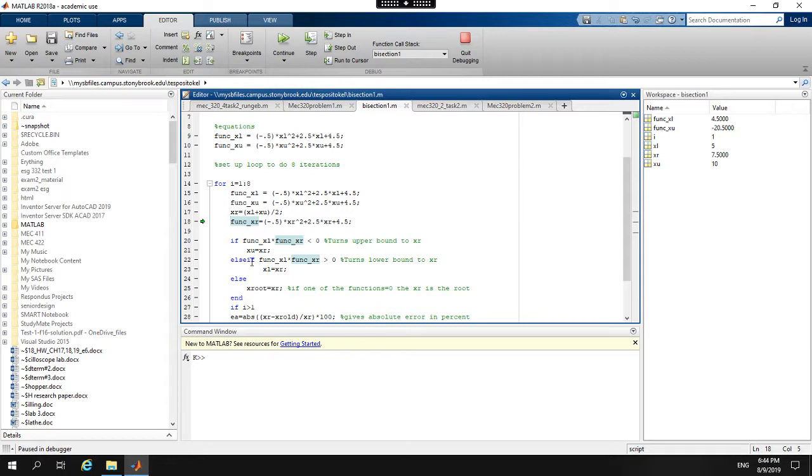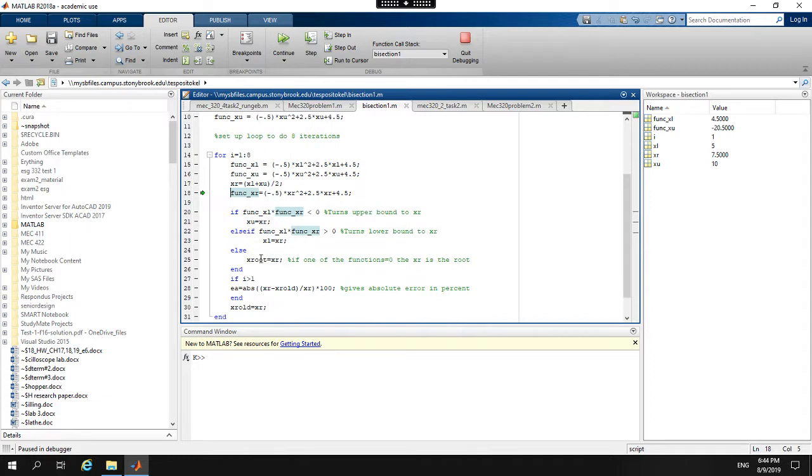And then we have else if. This is basically the opposite. If the function of the x lower times the function of our xr is greater than 0, that means there's no sign change. That means the root doesn't lie between xl and xr. Then our xl is going to equal xr, so it's going to be looking at xr between our x upper from before.